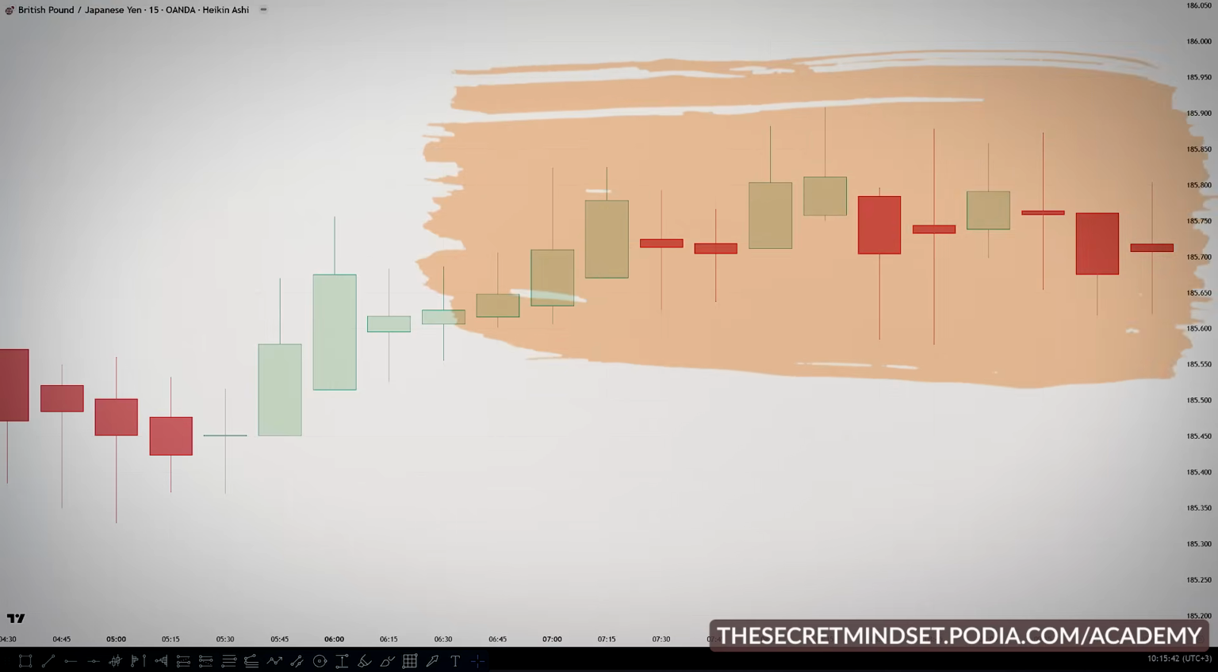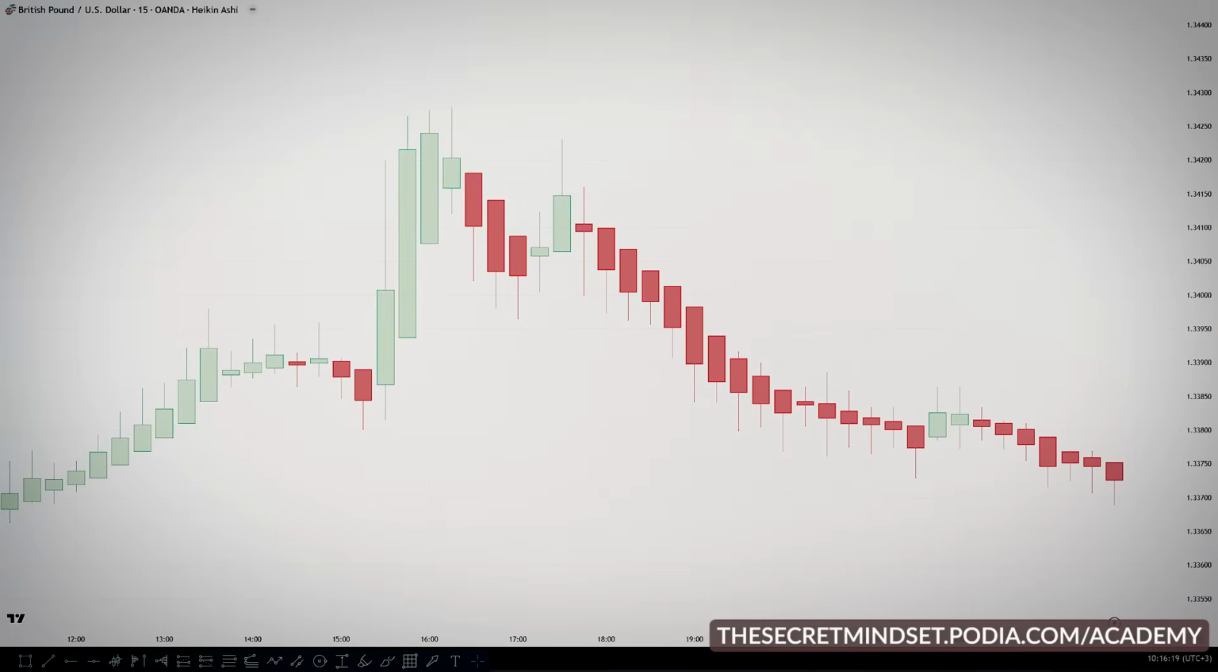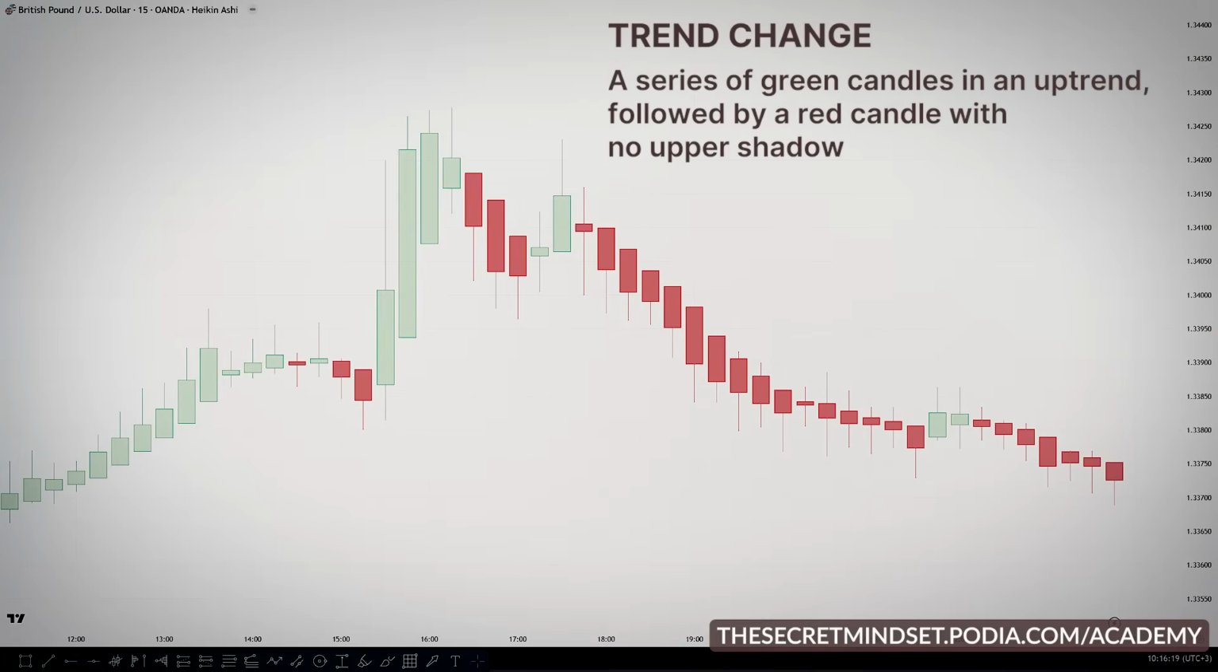Sometimes the market takes a break from trending. This is called consolidation. With Heikin Ashi candles, you'll see a mix of red and green candles. Often these candles have both upper and lower shadows. The highs and lows stay about the same, making a range. Heikin Ashi candles can help you spot when a trend might change. If you've seen lots of green candles in an uptrend, and suddenly there's a red candle with no upper shadow, the trend might be about to reverse.